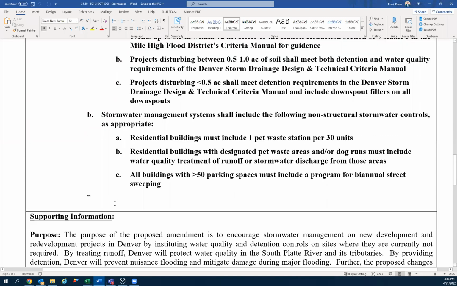B stipulates some non-structural controls. So all of what I was talking about with detention and water quality requirements are structural controls. Also, this would require non-structural controls, such as including one pet waste station for every 30 residential units. The second part is being sure that if there's a designated pet waste area or a dog run, to make sure that the stormwater runoff from that area specifically is treated for water quality. And then the final is buildings with parking over 50 spaces include a program for street sweeping.